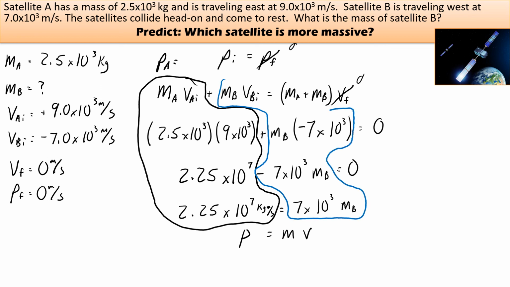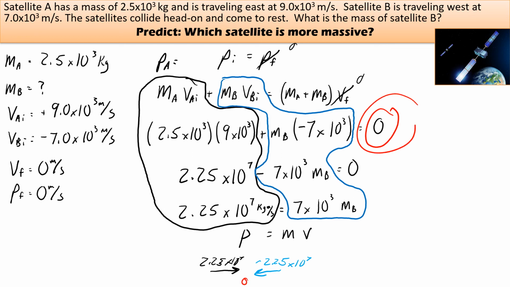How do we know that it's equal to B in this case? Because they come to a rest. A is moving this way, B is moving this way, and this momentum is 2.25 times 10 to the 7, and this momentum has to be negative 2.25 times 10 to the 7, because when you add them together, you want to get 0 kilogram meters per second. There's a little stuff going on in the background. It's not just about the equation. You should really know what the equation means, each individual term.